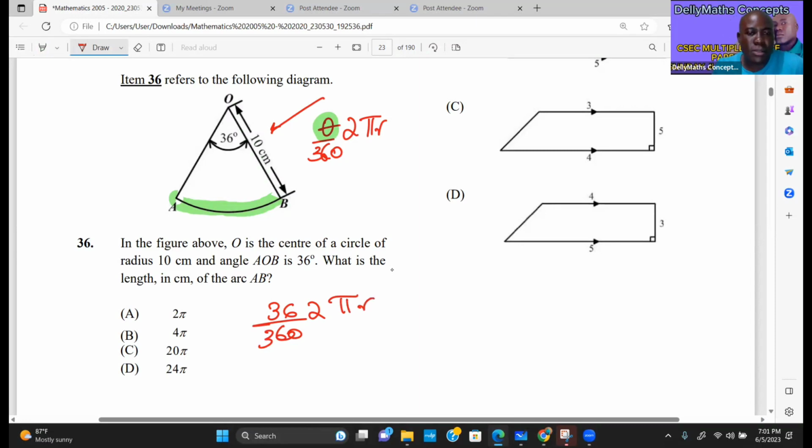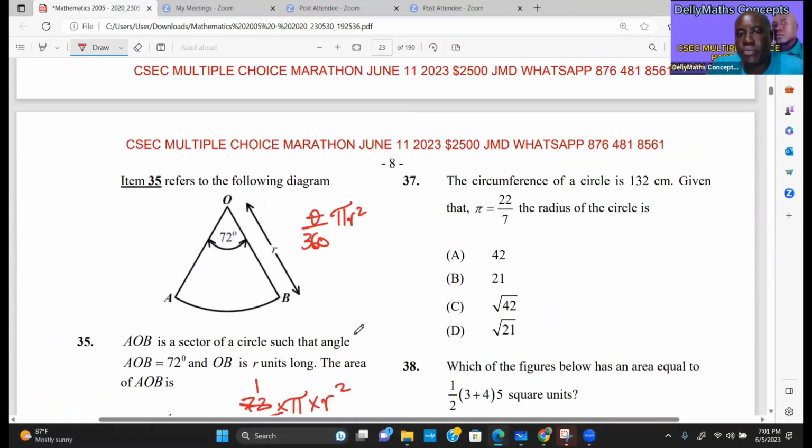Now, let's cancel. 36 into this is 1, 36 into this 10, right? And I think the r is 10. Let me put 10 here for the r. So you could see 10 cancel itself. So when you don't cancel down, you're left with 2 pi. You look, if you see that, it's at A. So it's always going to be there. Just take your time and work, right? Take your time and you work. The answers are there for you.